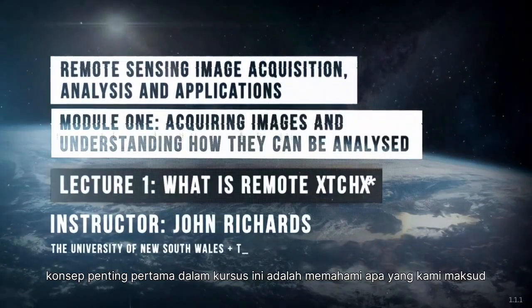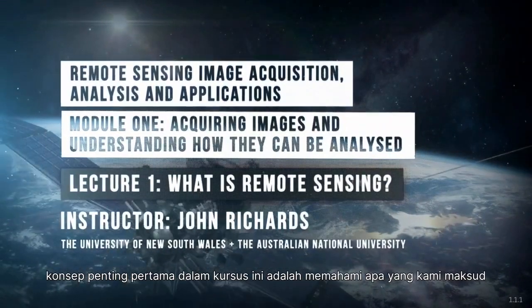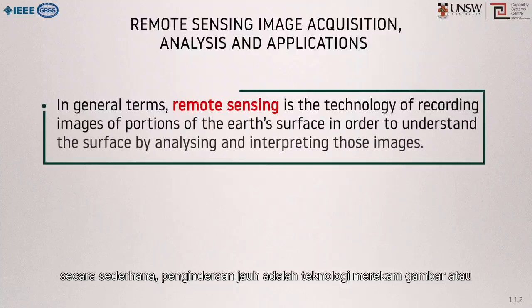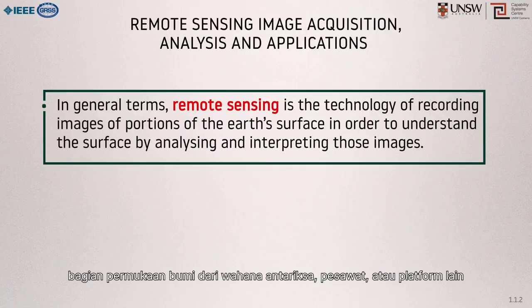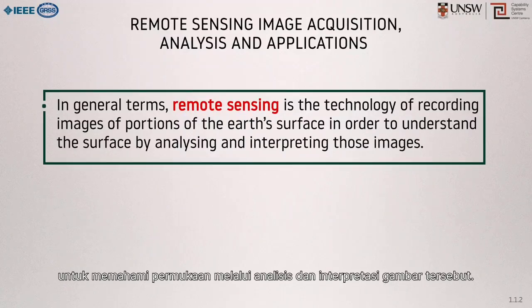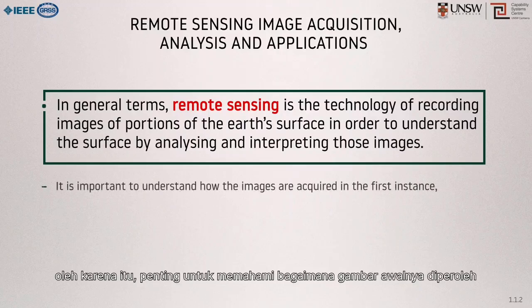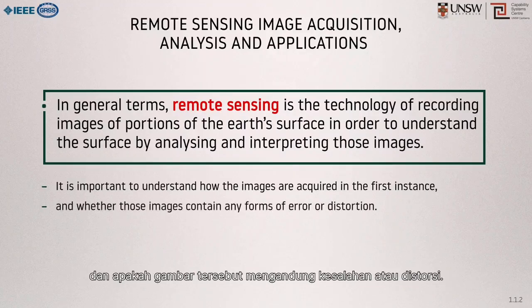The first important concept in this course is to appreciate what we mean by the term remote sensing. In simple terms, remote sensing is the technology of recording images of portions of the Earth's surface from spacecraft, aircraft, or other platforms in order to understand the surface by analysing and interpreting those images. However, image interpretation isn't a simple task, so it is important to understand how the images are acquired in the first instance and whether those images contain any forms of error or distortion.